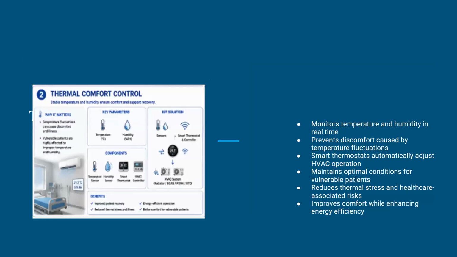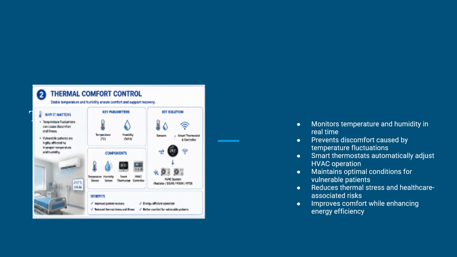Coming to thermal comfort control, temperature fluctuations can significantly affect patient health, particularly elderly patients, children, and individuals recovering from illness. Improper temperature and humidity levels may lead to discomfort, stress, and delayed recovery. So smart healthcare facilities can use temperature and humidity sensors to continuously monitor environmental conditions.